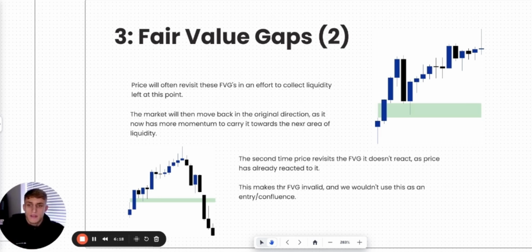The point of me telling you about these fair value gaps is that they are really useful to use as an entry, but not on its own, you would use this as a confluence. What I mean by confluence is just when you stack multiple things that are telling you that our price is either bullish or bearish, and then you take an entry based on the confluence that you have in front of you.